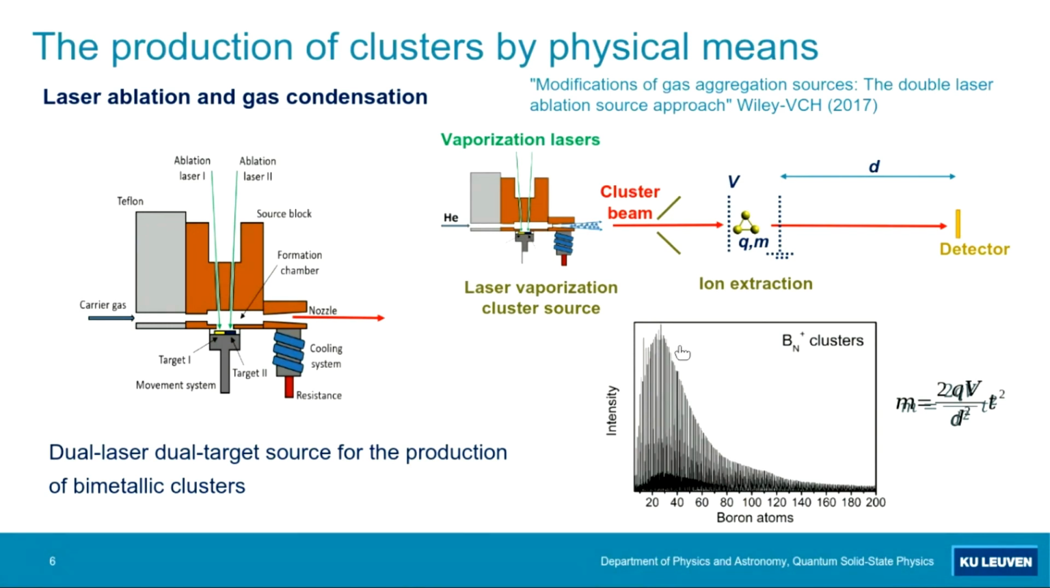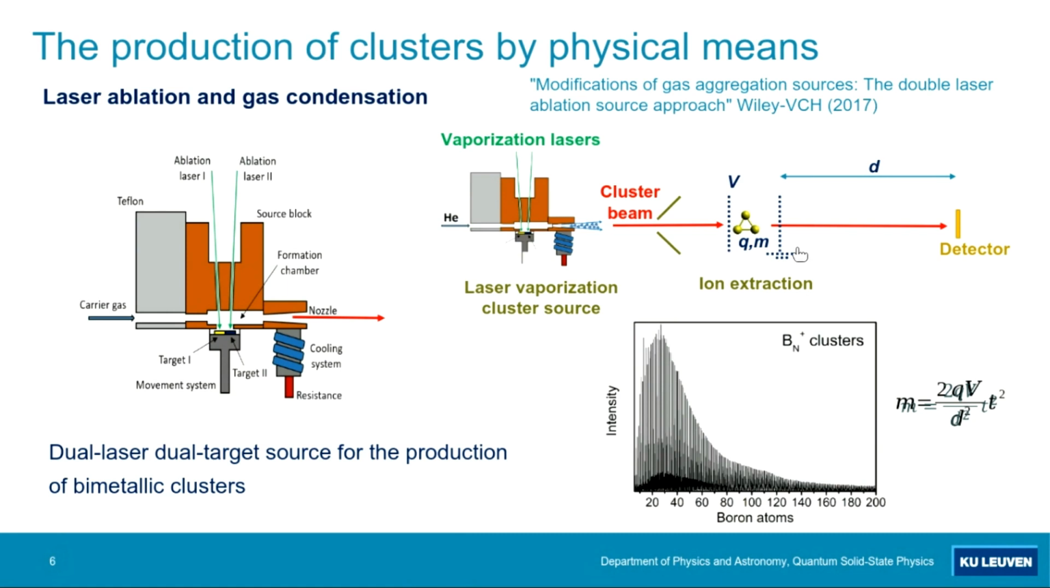So this is a typical mass spectrum of, in this case, boron clusters. As a function of size, initially this was time, but then we converted into mass or number of atoms. We get different peaks. All these peaks correspond to a specific cluster of a specific size or a specific number of atoms.